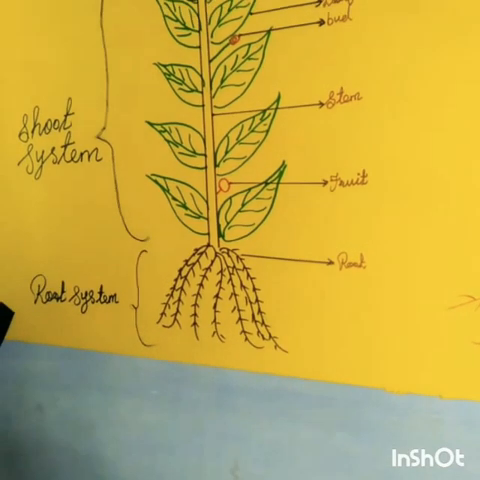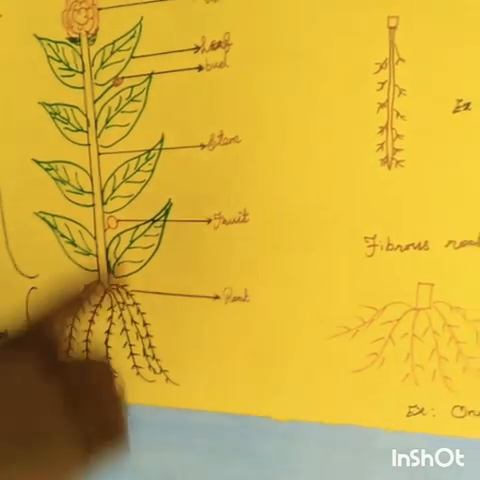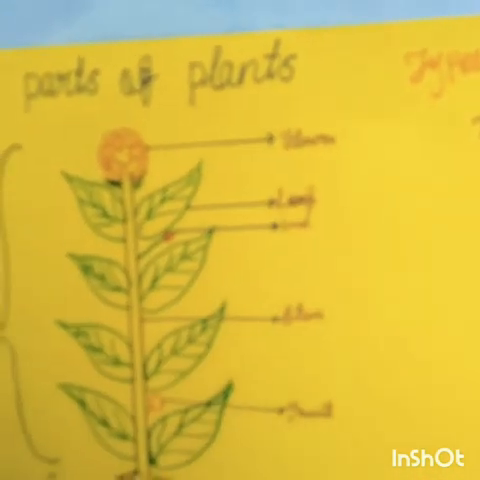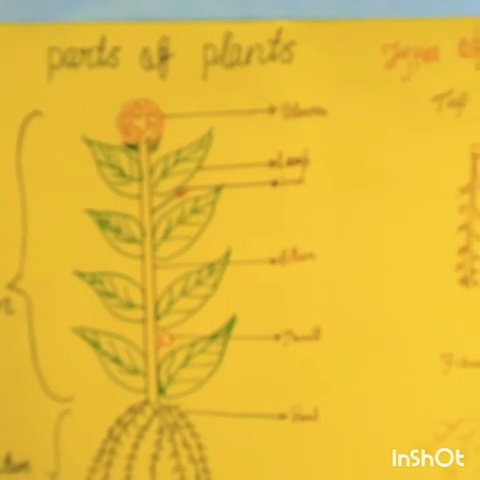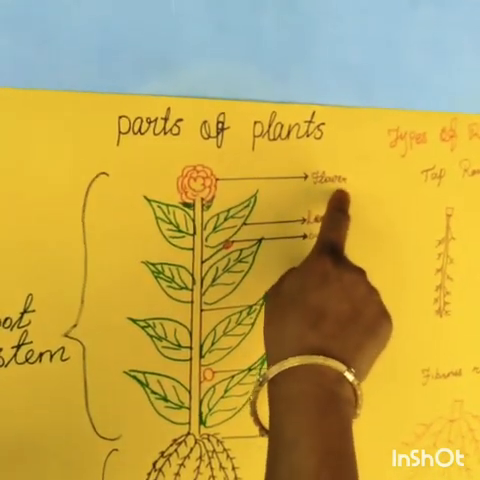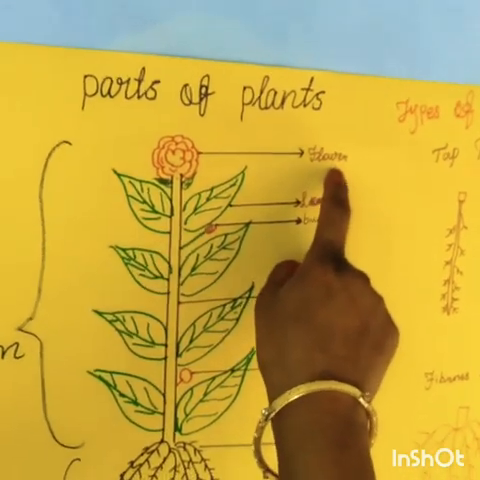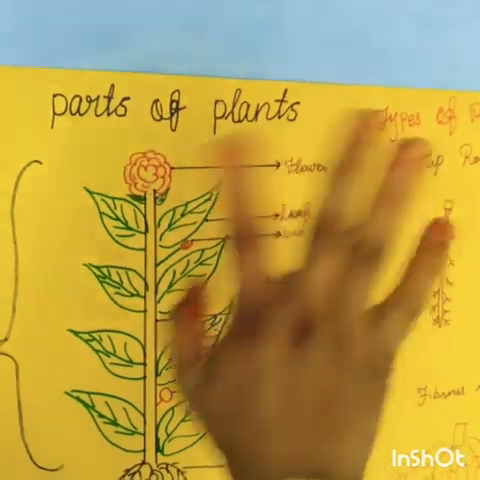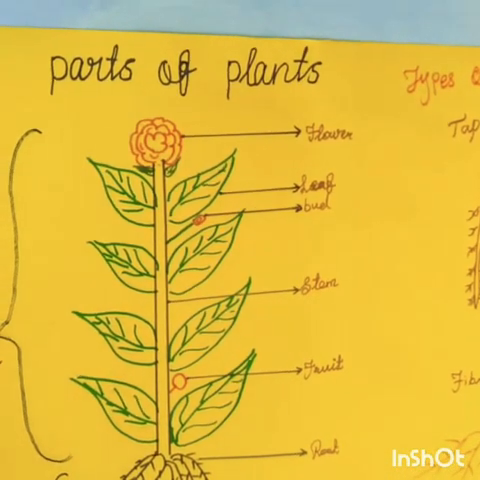Next we go to see another part of the plant, flower. What is it? Flower. Flowers are the most beautiful part of the plant. Flowers have different color, shape and size. All buds change into flowers. Flowers change into fruits.